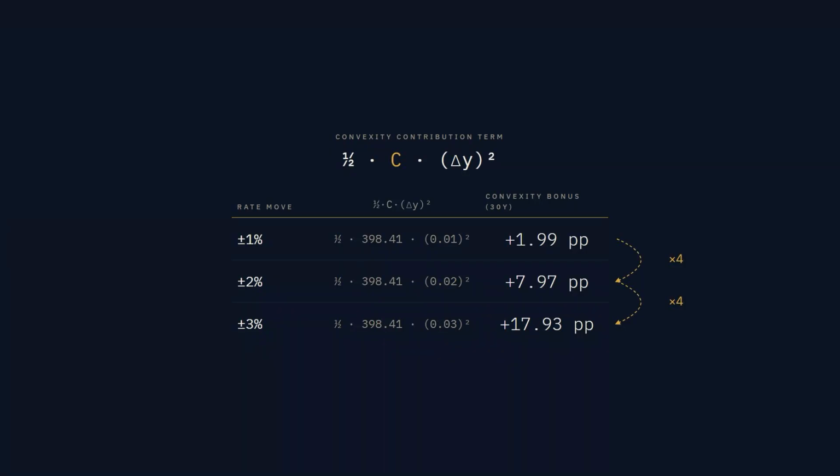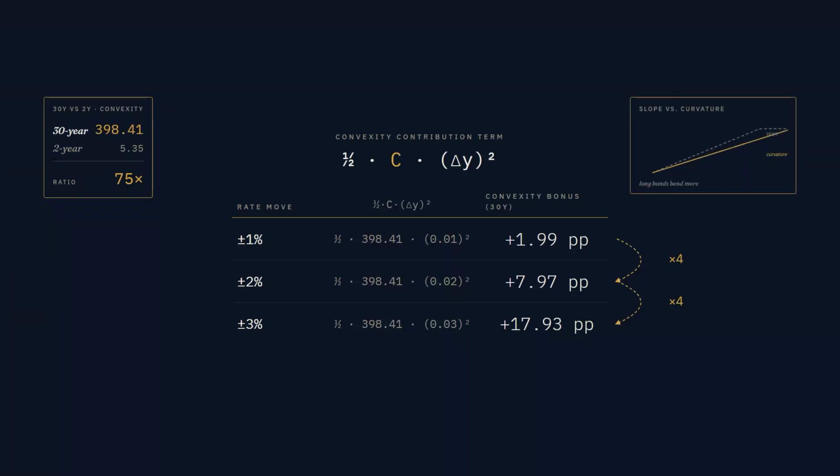And now we can finally see why the 75 times larger comparison from earlier matters. The 2-year has a convexity of 5. The 30-year has nearly 400. And that gap is precisely why long bonds are so much more sensitive to big rate moves than short ones. Not because they have more slope, but because they have so much more curvature beneath it.